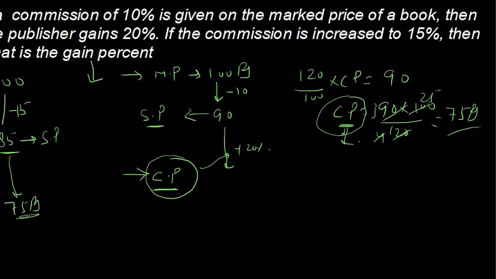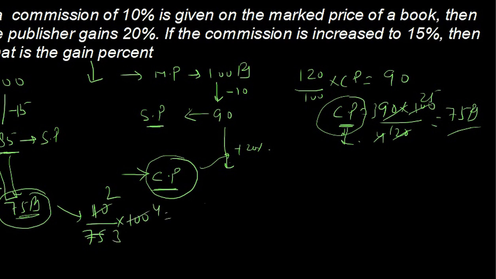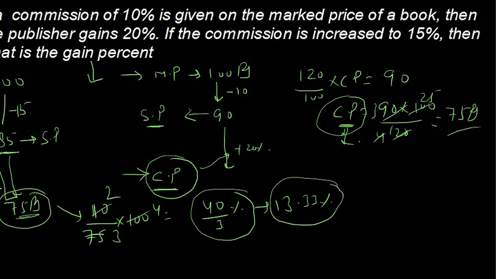So now what is the percentage profit you gain? The profit has changed actually. Now the profit is only 10 rupees. Cost price is 75. So that is 10 over 75 into 100. So this is 40 divided by 3%, or you can say 13.33% is also there. Okay. So that is going to be your profit percent.